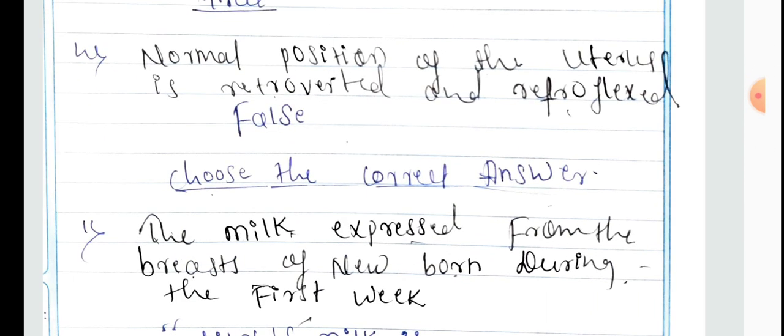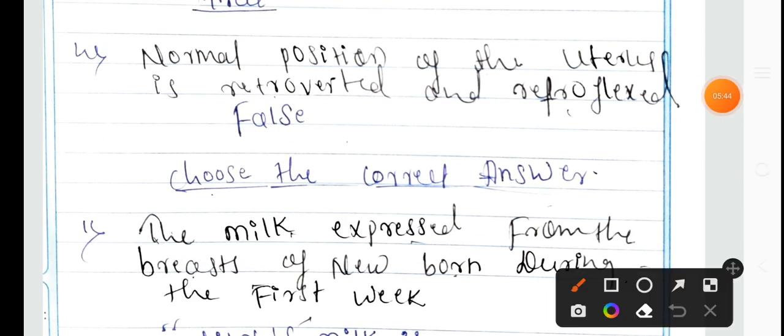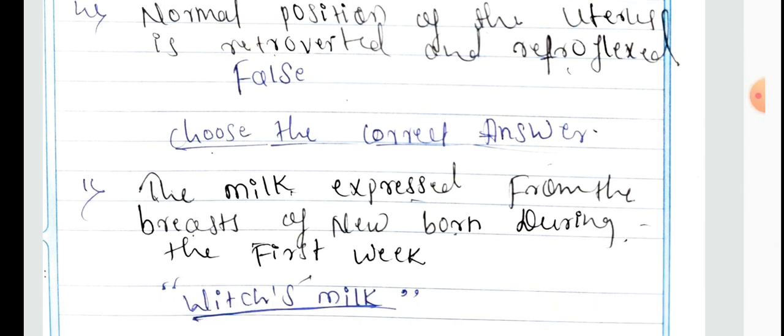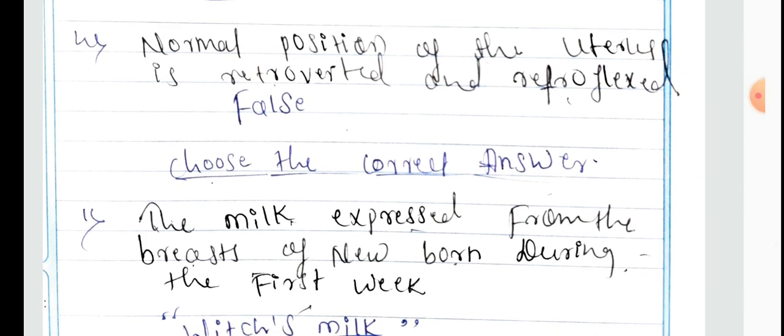Next, the normal position of the uterus is retroverted and retroflexed. False, because the normal position is anteverted and anteflexed. So it's false.